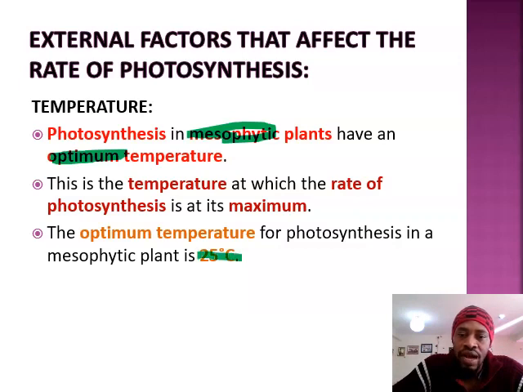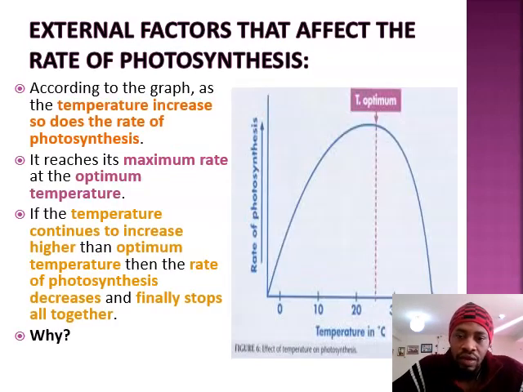Now, the graph in this case looks a bit different. The reason is that temperature affects the rate of photosynthesis by affecting the functioning of enzymes. More specifically, we'll be looking at the dark phase, because it's in the dark phase that we came across enzymes found inside the stroma. From your grade 10 work, you will remember enzymes are proteins in nature and hence are affected by temperature.